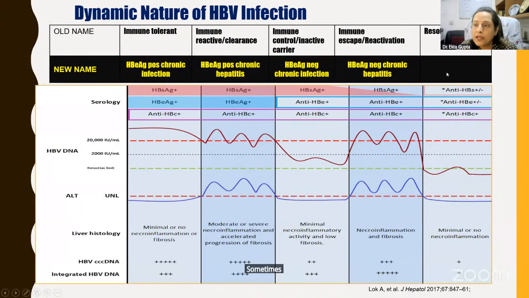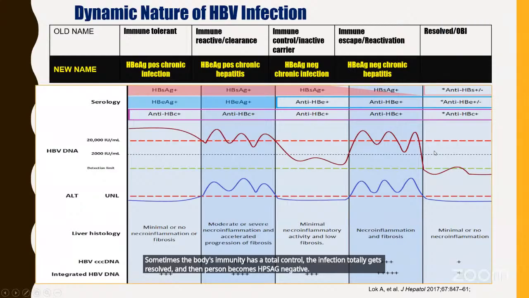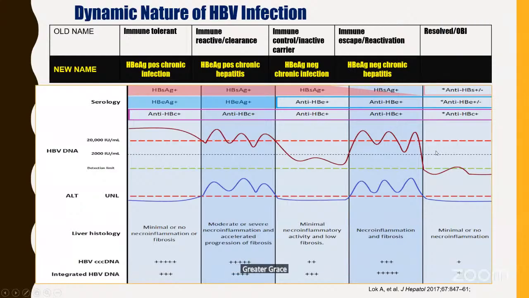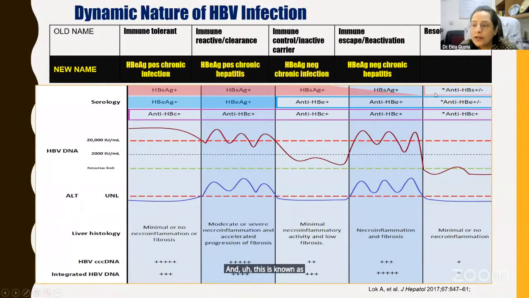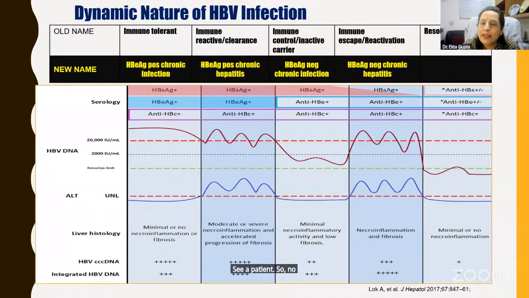Sometimes the body's immunity has a total control, the infection totally gets resolved, and then the person becomes HBsAg negative. And this is known as resolved. Sometimes the DNA is persistent, but HBsAg is negative, and when you screen a donor, their DNA will be positive, HBsAg negative. We call it occult hepatitis B infection. I hope these phases are clear, because this is the way we normally see a patient. So no longer are we seeing them as acute and chronic.